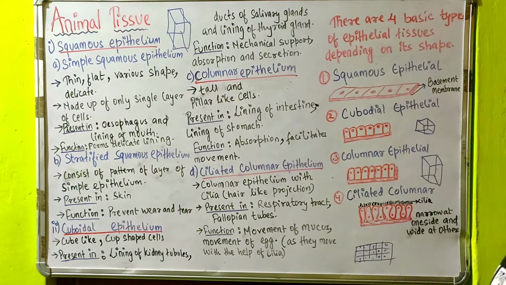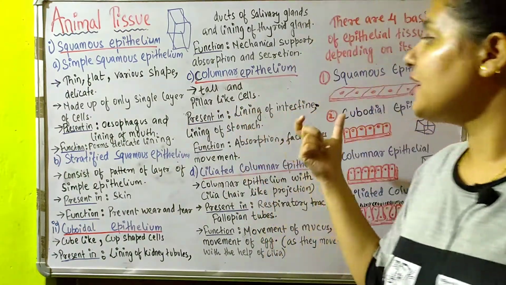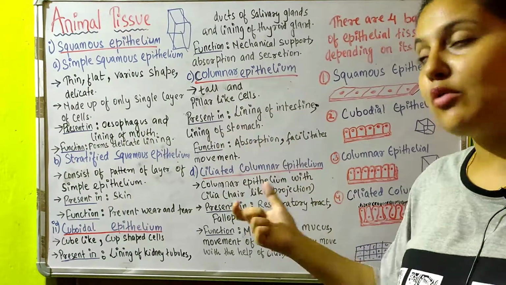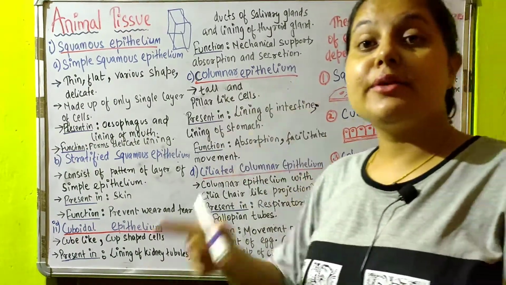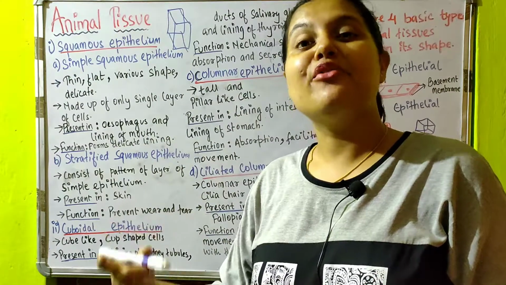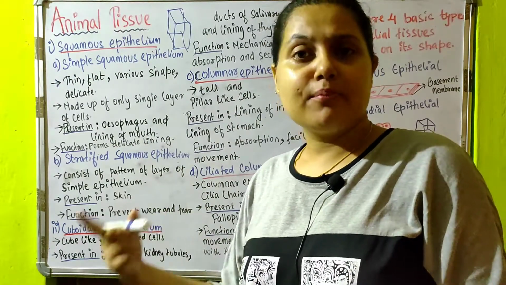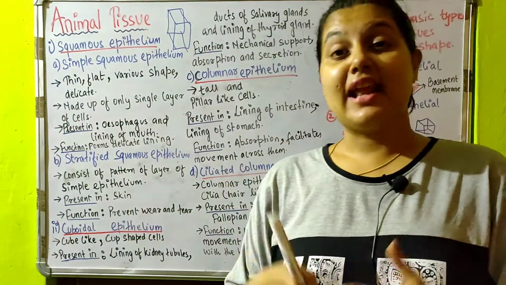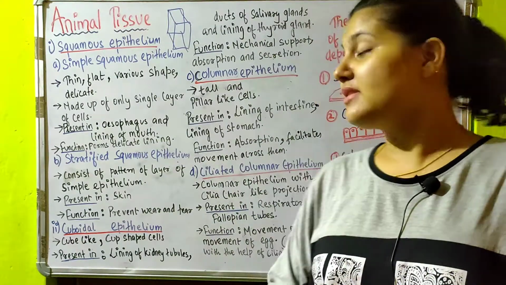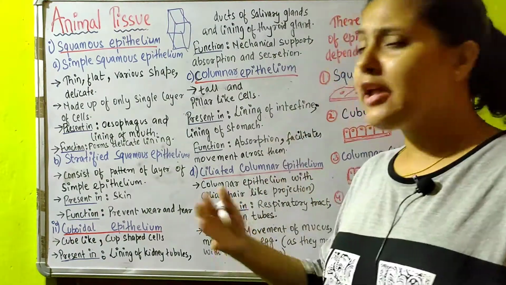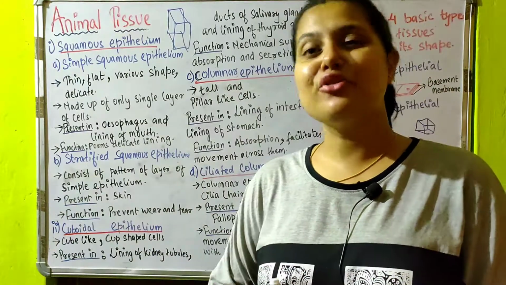Now you see it is present in the lining of the intestine and the lining of the mouth. Columnar epithelium is present in the lining of the intestine and the lining of the mouth. And since they are present in the lining of the mouth and intestine, that means it helps in absorption and also facilitates the in and out movement.